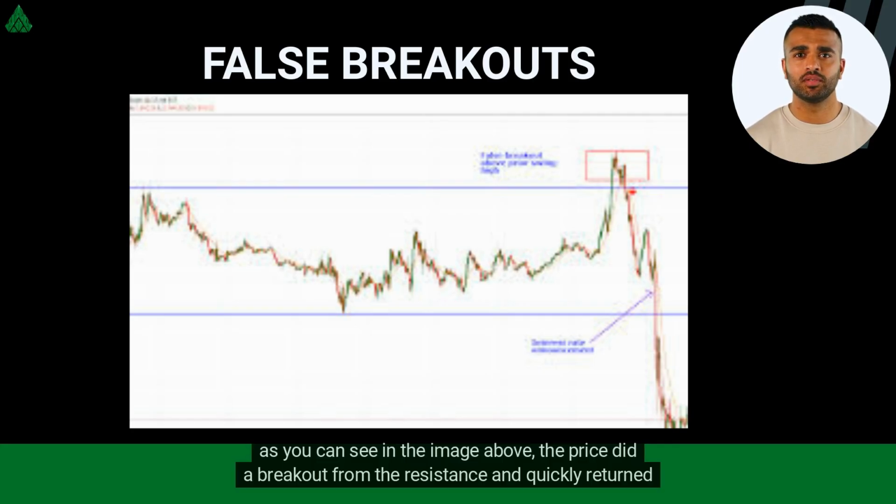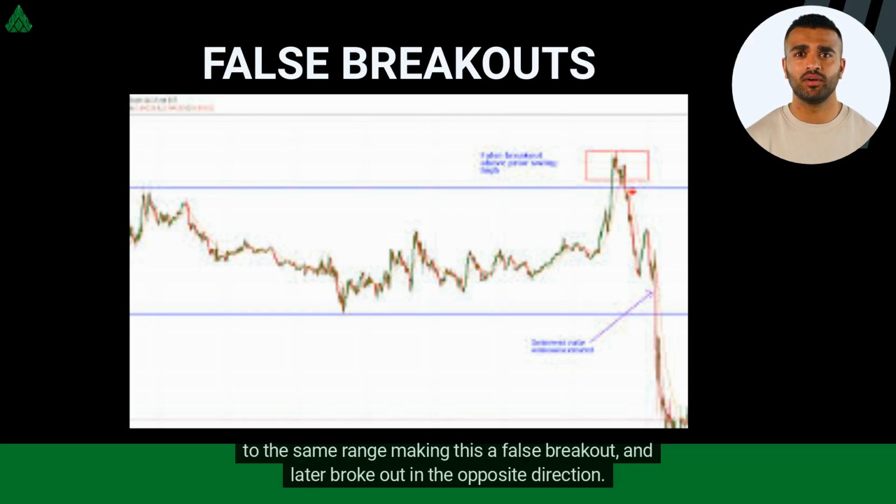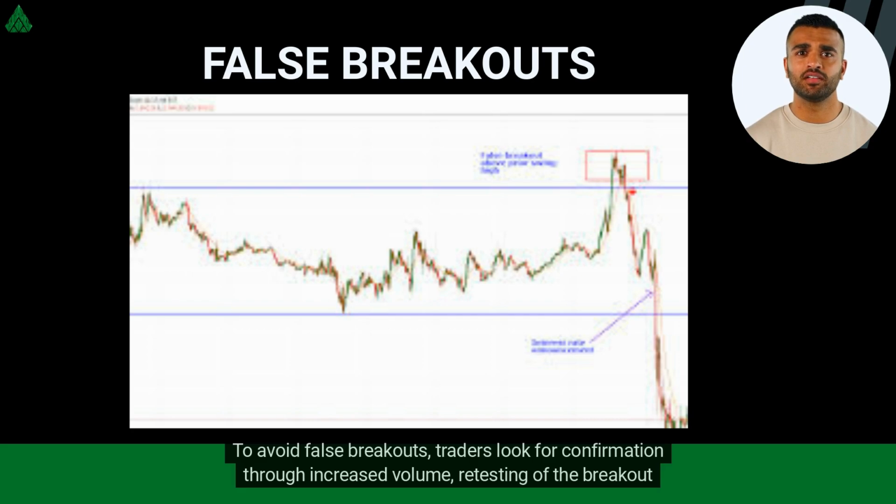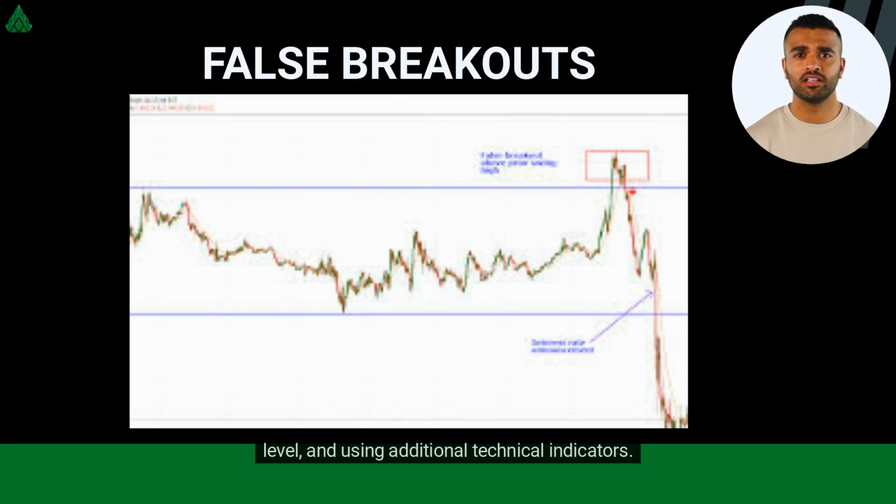As you can see in the image above, the price did a breakout from the resistance and quickly returned to the same range, making this a false breakout, and later broke out in the opposite direction. These false signals can result in losses if not properly managed. To avoid false breakouts, traders look for confirmation through increased volume, retesting of the breakout level, and using additional technical indicators.